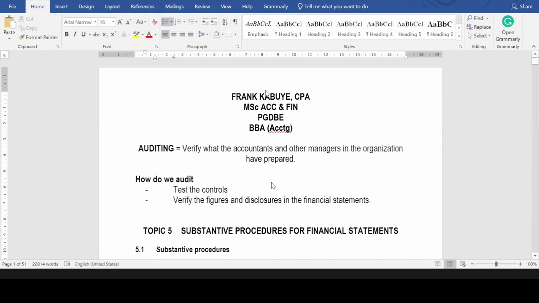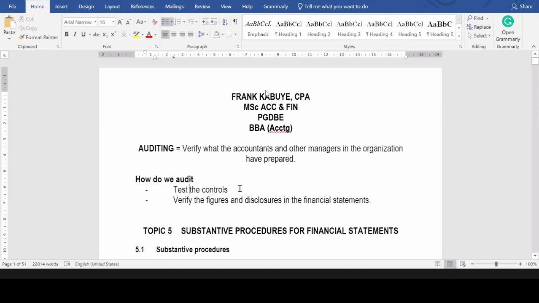That is the IFRSs. You know, in Uganda, ICPAU, we adopted the use of IFRSs in the preparation of financial statements. So we are checking whether they followed IAS 1, whether they followed IAS 2, whether they followed IAS 16 for assets, PPE, whether they followed IAS 2 for inventory, whether they followed IFRS 13 for fair values, and many others. So that's why we are verifying the figures and disclosures in the financial statements.